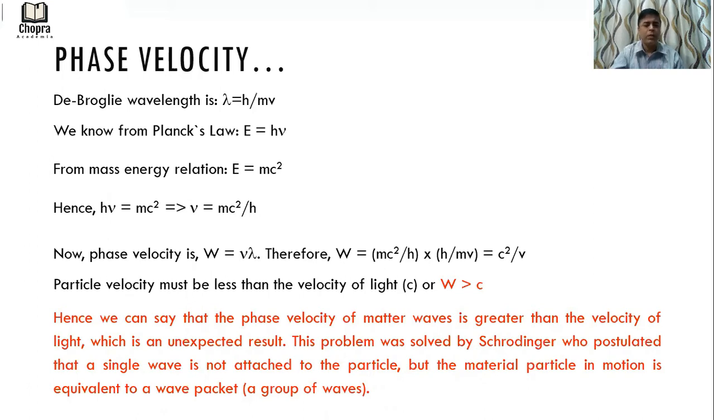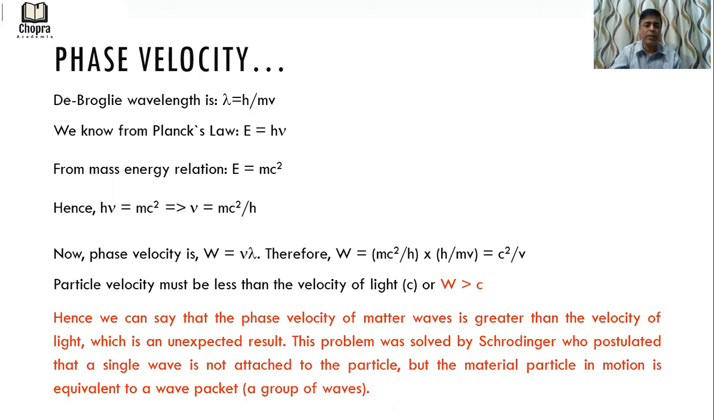So we now know that particle velocity must be less than the velocity of light. So that is something known by now. So v is less than c. So if v is less than c, then the phase velocity or the wave velocity will be greater than c, because it is c square by v. So what does it mean? Hence we can say that the phase velocity of matter waves is greater than the velocity of light, which is an unexpected result. Why is this an unexpected result?